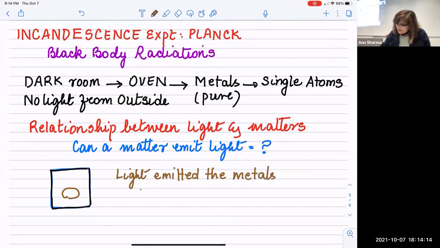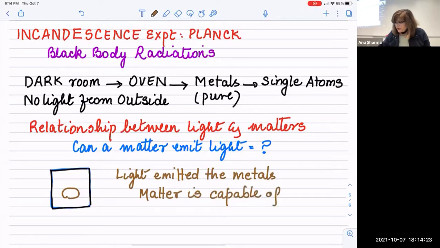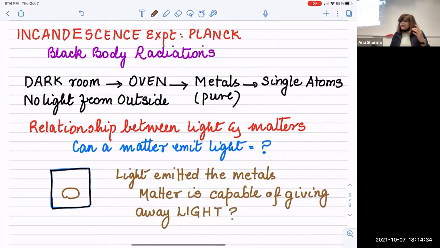That means that the matter is capable of giving away light, or giving light, right? So we were trying to figure out, where is this light coming from then? Where is the light coming from? What do you guys think?